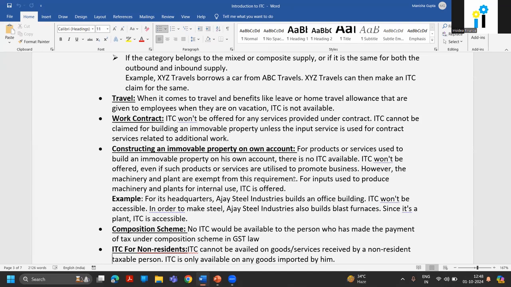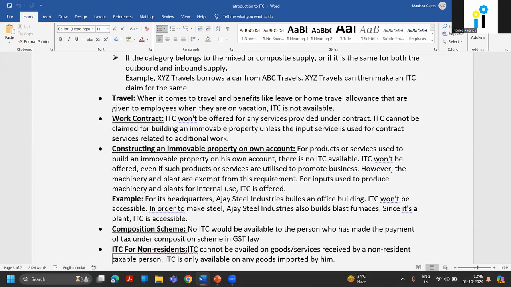But machinery or plant are exempted for this one. For the machinery plant, you can claim ITC for the internal use. For example, for its headquarters, Ajay Steel's industry built an office building. ITC would not be accessible for building an office building.